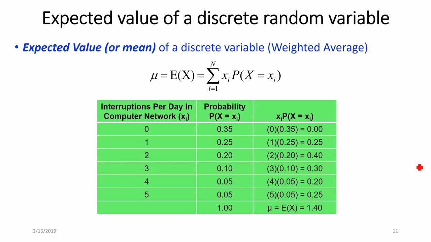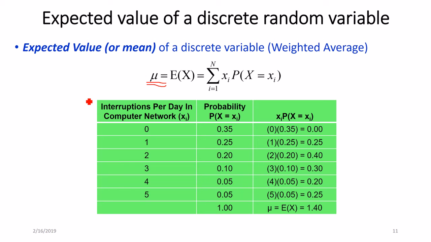We denote the expected value or mean of a discrete variable mu. Mu is the expected value of x, E of x, and is equal to the sum of each possible value xi times the associated probability, and the sum is for all xi from 1 to n.